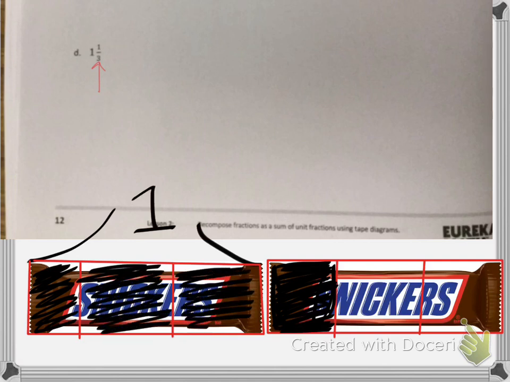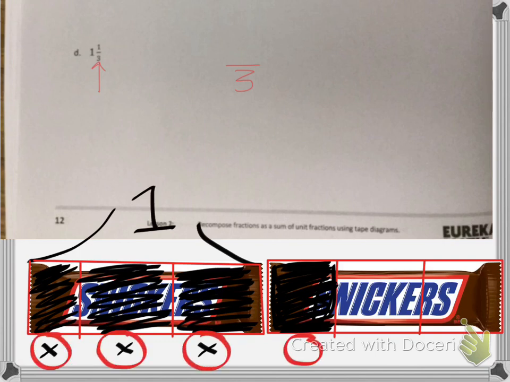Okay. So our improper fraction is going to be, 1, 2, 3 as our denominator. So 3 as our denominator. But how many are shaded, though? And that is the crucial point. So how many are shaded? 1, 2, 3, and 4. So we have 4/3 that are shaded.